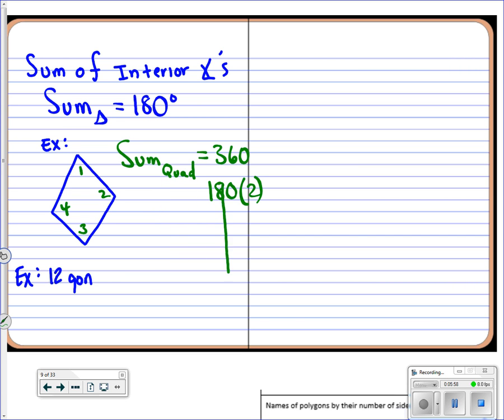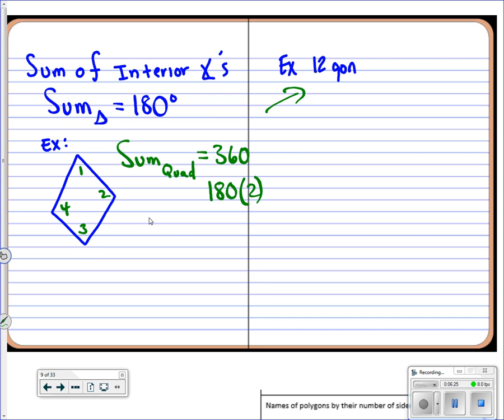Now the question I have is, what about a 12-gon or a dodecagon, as I like to call it? How would we calculate that one? Let's take a look. I don't want to get used to drawing my shapes and cutting them up into triangles, but let's see if we can come up with a pattern that will help us calculate this right off the bat.